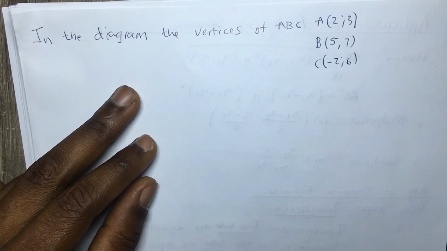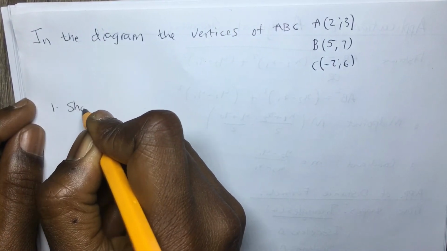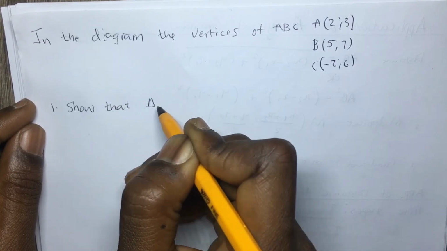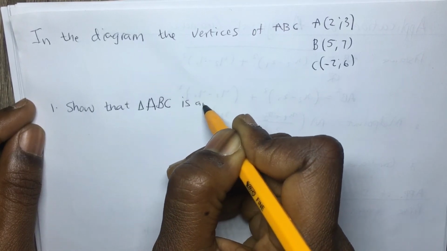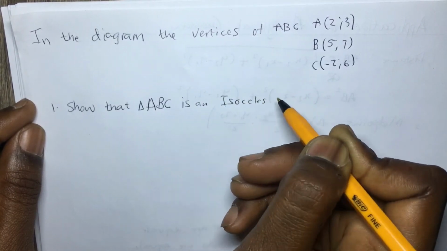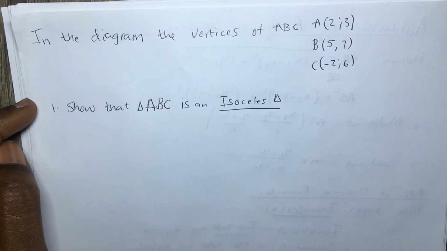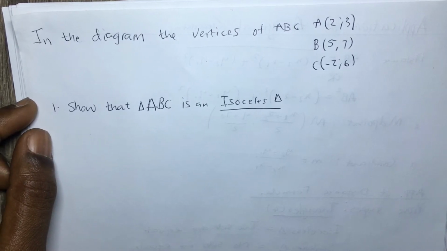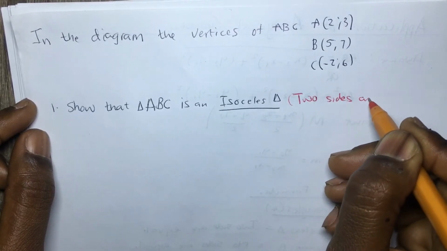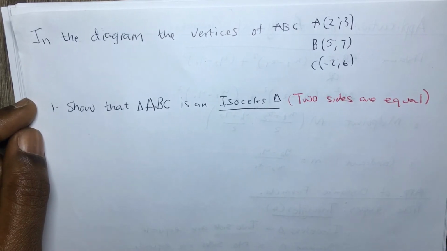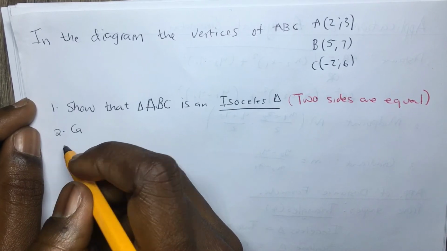The question says: show that triangle ABC is an isosceles triangle. So how do you even show that? How do you even know what an isosceles triangle is? You have to know by now 2 sides are the same. So we're going to find the distance of all of them. 2 sides are equal. Question 2 says calculate the perimeter. So also you need to know area and perimeter.